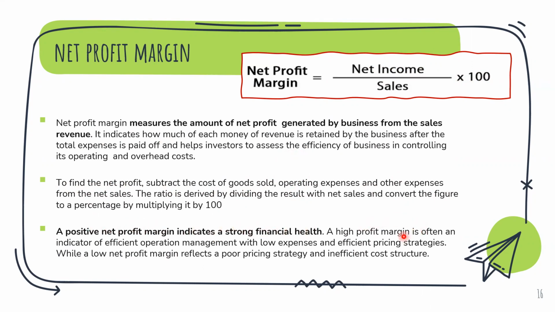A high profit margin is often an indicator of efficient operation management with low expenses and efficient pricing strategies, meaning the business may sell the product at a higher selling price with low expenses. So that's how the business may get a high profit margin. A low net profit margin reflects a poor pricing strategy and an inefficient cost structure.